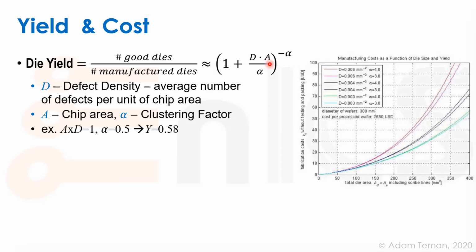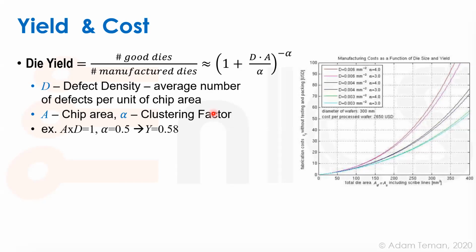Then A is the chip area, and we know that chip area is very costly, and the larger the chip, the lower our yield. Then there's this clustering factor, alpha, which says, do these failures, like a particle of dust, happen completely independently? There'll be one over here on the wafer and one over here, or several will be in the same area. It turns out that usually there is this clustering. They're not completely independent of each other, and that actually helps the yield. Just as an example, if DA equals 1 and alpha is half, we'd get a yield of 0.58, which is a really bad yield.